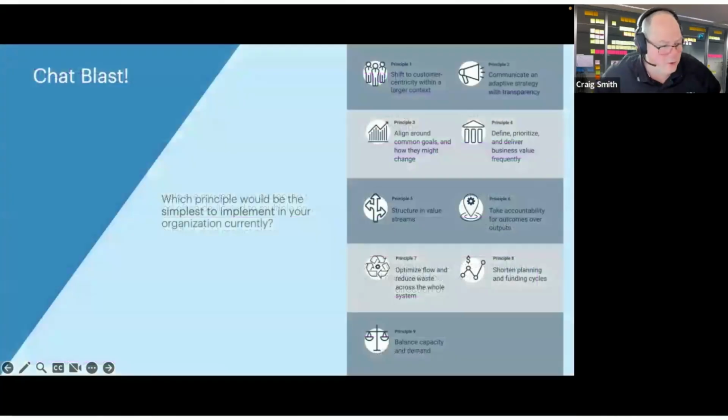So I'd like to pause at this point, and I'm going to ask you to join with me in a very quick chat blast. This is where we use the chat window, which is the easiest tool we have available to us. And I want to ask this very simple question: which principle of those 9, and you can see them on the right-hand side here just summarized, in your organization now, which do you think would be the simplest to implement? You can just write the number, if you like, into the chat, just to make it easy. We'll collate the stats at the end to see if there's any trend across the folks that are here, but what would be the simplest?